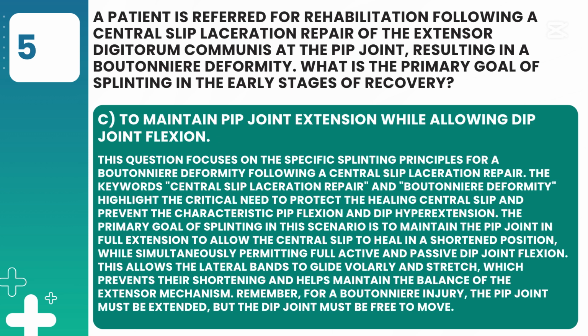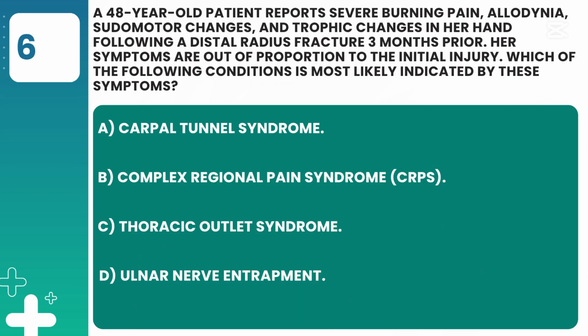The primary goal of splinting in this scenario is to maintain the PIP joint in full extension to allow the central slip to heal in a shortened position, while simultaneously permitting full active and passive DIP joint flexion. This allows the lateral bands to glide volarly and stretch, which prevents their shortening and helps maintain the balance of the extensor mechanism. Remember, for a boutonniere injury, the PIP joint must be extended, but the DIP joint must be free to move. Question 6.